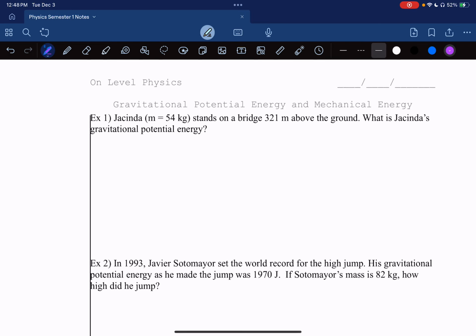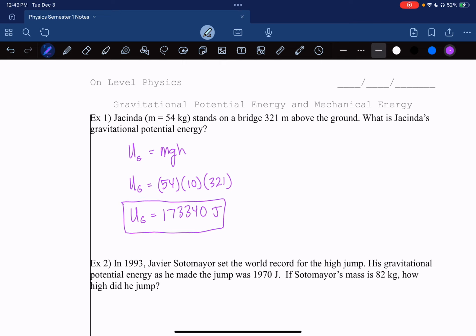So let's do a quick example here. I've only got a few minutes here left. Jacinda, mass of 54 kilograms, stands on a bridge 321 meters above the ground. What is Jacinda's gravitational potential energy? Now, UG is one number. U is the number, G is just the subscript. Over here, this G is an actual number. So we'll say UG equals the mass times 10 times the height. And we simply run that through a calculator. 54 times 10 times 321. This is 173,340 joules of gravitational potential energy.